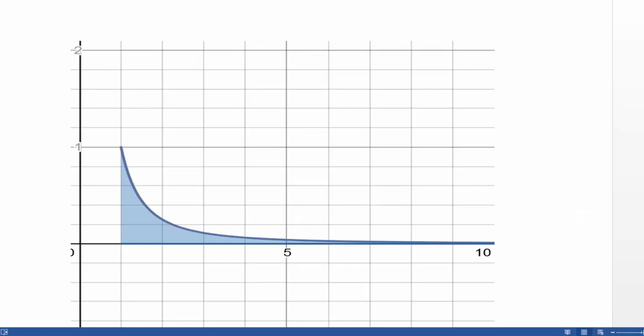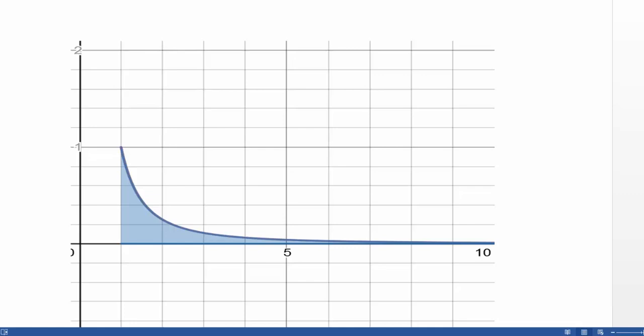So 1 over x squared looks like this. You can see that there's some area in the beginning. We were looking from 1 to infinity, but you can see that the closer we get to 10, the amount of area that we're adding is very, very small. And that will continue to happen as you go off to the right.